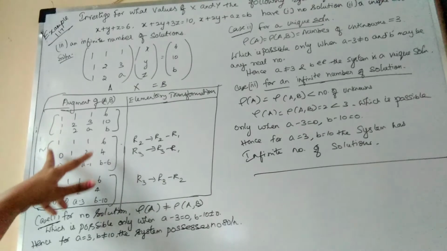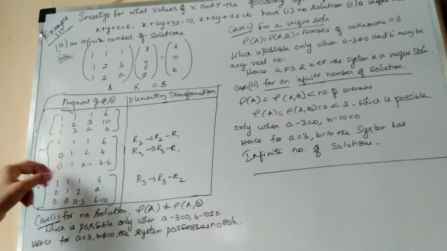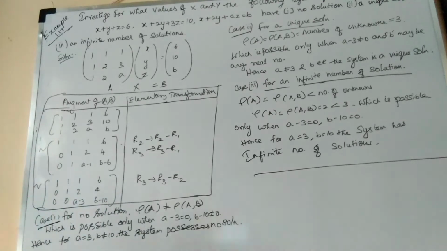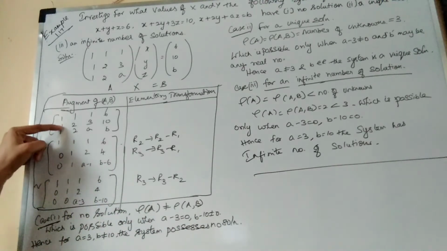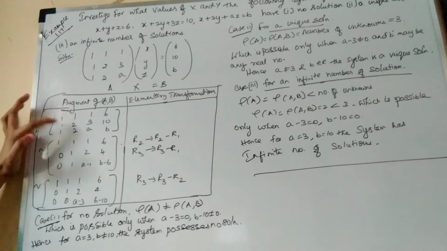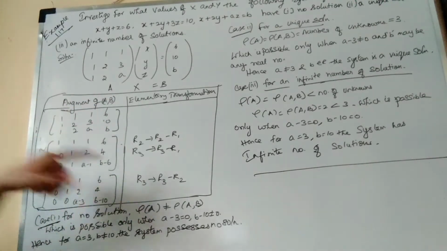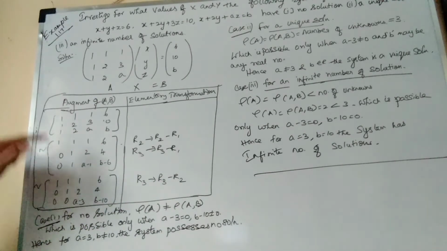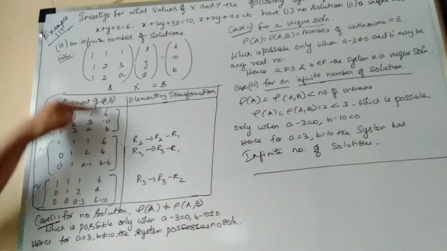For this AB matrix, you bring it to the equivalent form, where the elements below the diagonal are 0. By the equivalent form, you are going to find the rank of A and the rank of AB. First, to make the row 2 element 1 become 0, you subtract row 1: row 2 minus row 1. So 1 minus 1, 2 minus 1, 3 minus 1, 10 minus 6. After that, row 3 also you change: row 3 minus row 1. 1 minus 1, 2 minus 1, a minus 1, b minus 6.